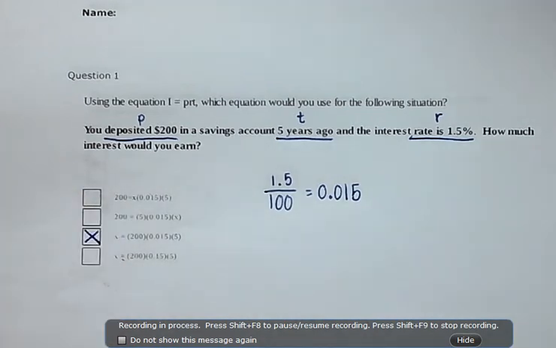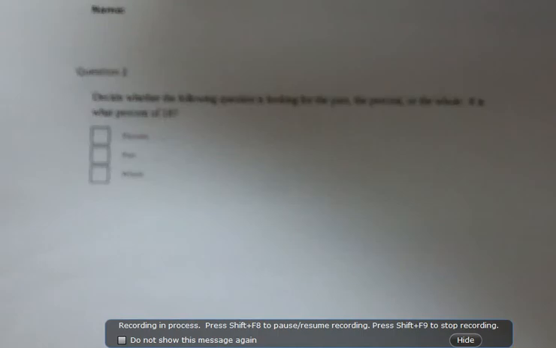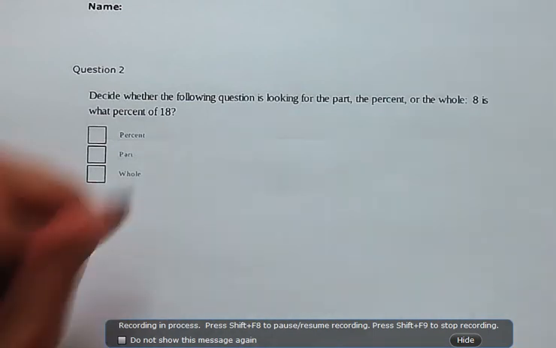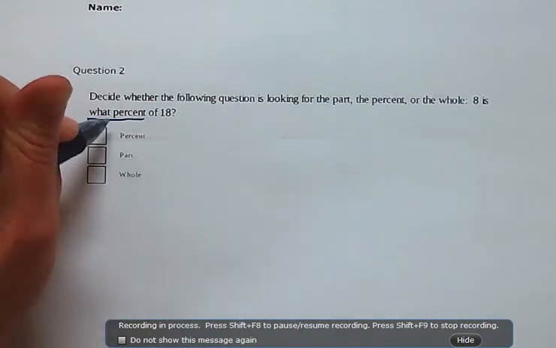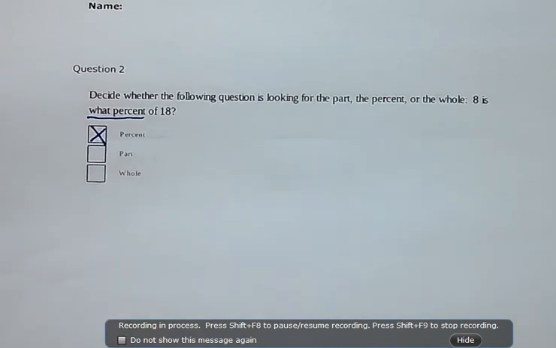Let's move on to question number 2. Question number 2 says, decide whether the following question is looking for the part, the percent, or the whole. 8 is what percent of 18? So we always want to look at our question to see what we're looking for. In this case, it says 8 is what percent of 18? Because it says what percent, that tells me I am looking for the percent. And they're giving me the part and the whole in the problem. So let's move on to question number 3.